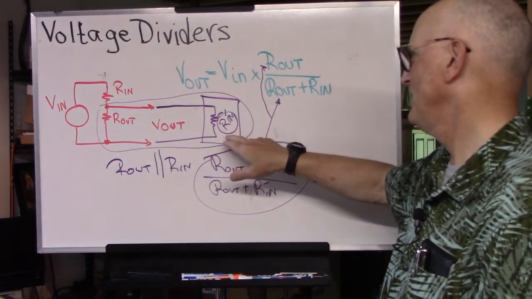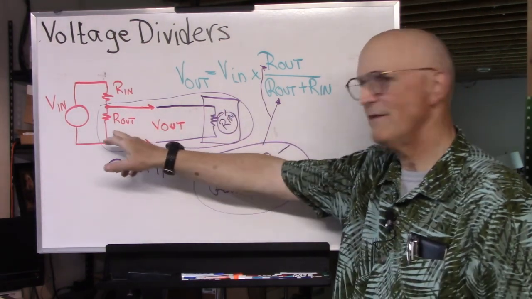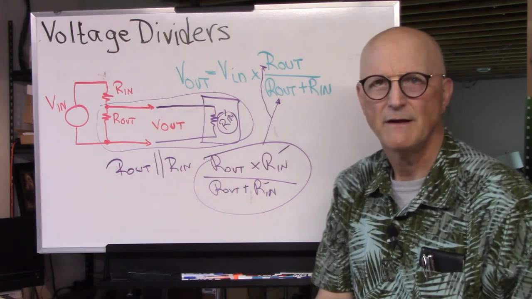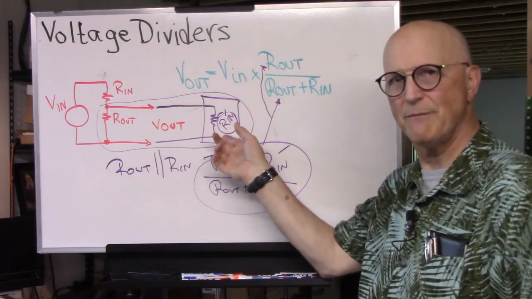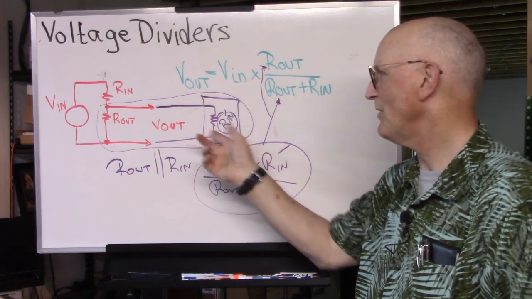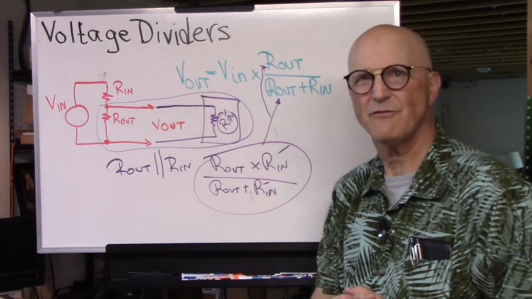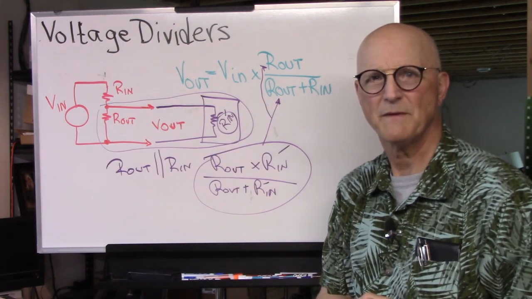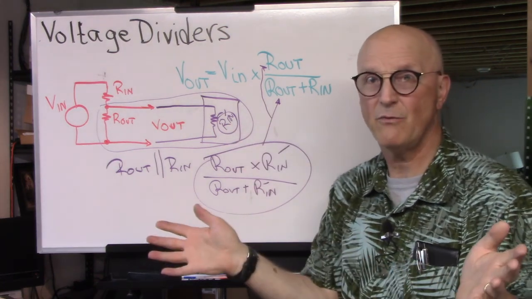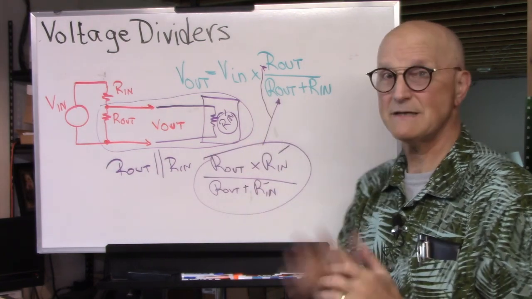Now, if this value is many times greater than this value, you probably don't have to worry about it. But if, on the other hand, there's a possibility that this value might be small enough to make a difference, then yeah, you kind of have to include that into it. So there you go. Voltage dividers, you're going to find them everywhere, and it's really handy to be able to make this calculation.